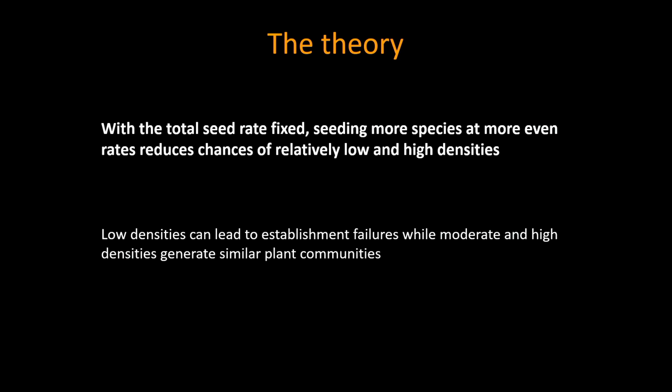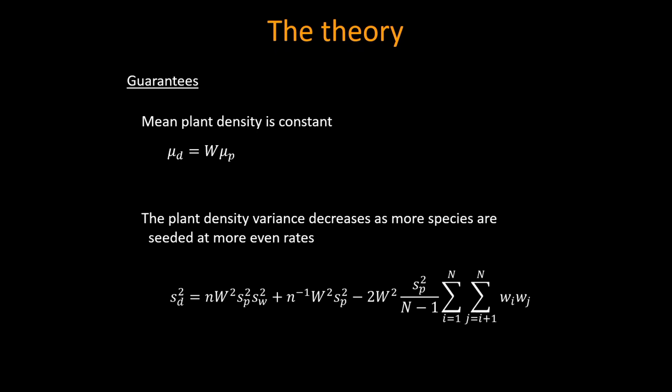But if you get a moderate or a high density over the long term, that tends to generate a similar plant community. Whether you have 10 or 15 seedlings per square meter, it's going to become the same over time. But if you have one seedling per yard, that could be a problem. So it's the low densities we've got to care about.